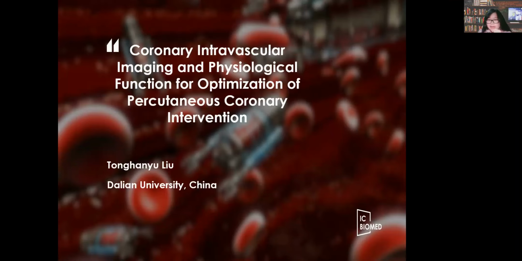I'm glad to sit here and give you a short speech. My name is Liu Tonghanyu. I'm a doctor and I graduated from Tonghanyu University. Today, I'm going to present the paper titled Coronary Intravascular Imaging and Physiological Function for Optimization of Percutaneous Coronary Intervention.